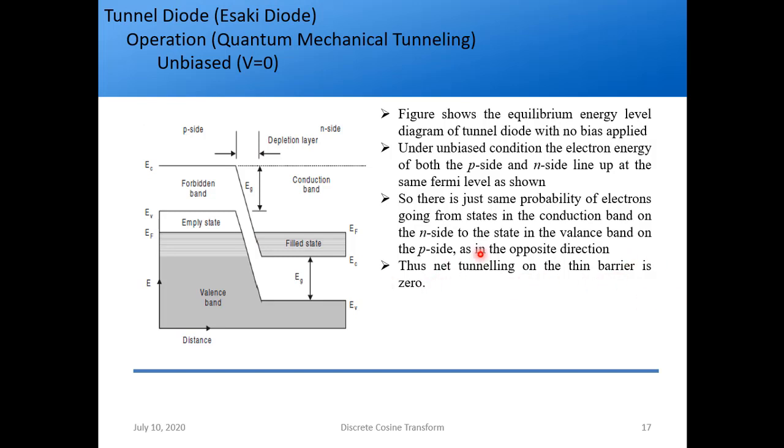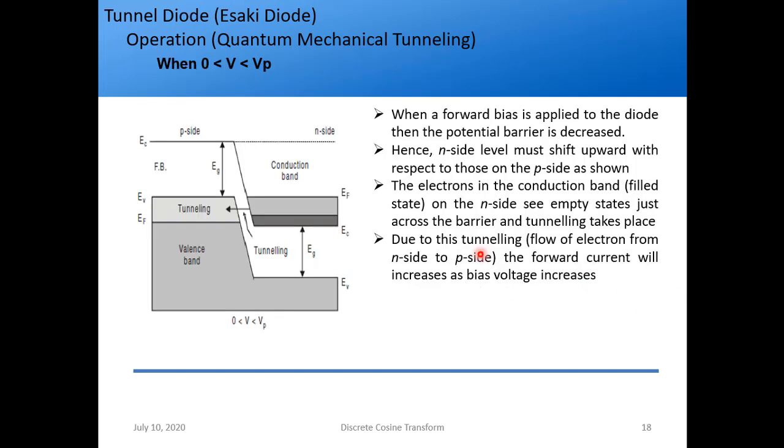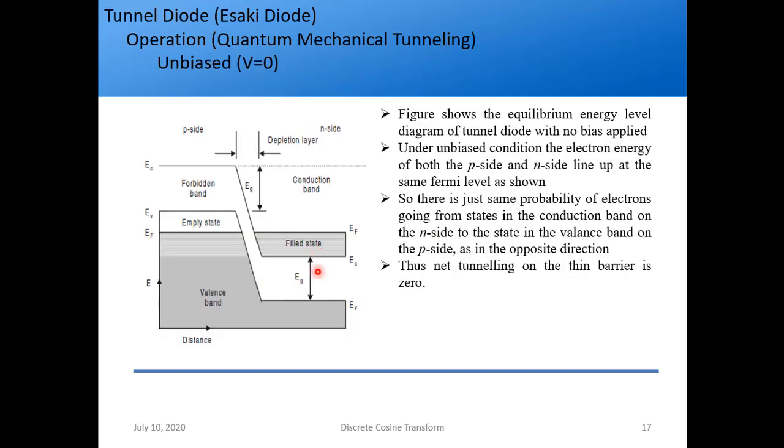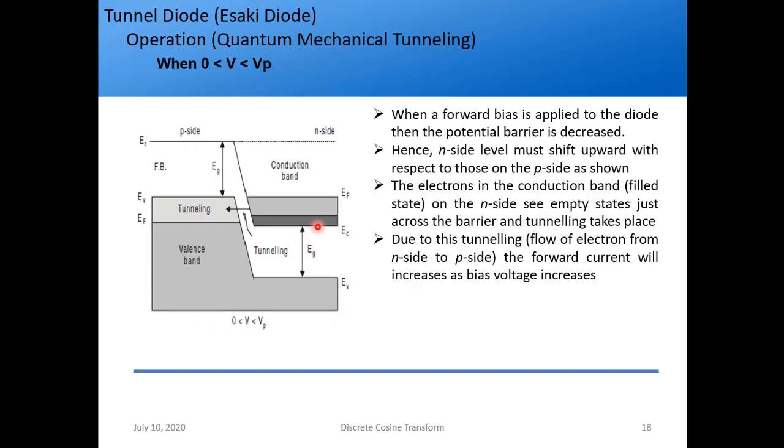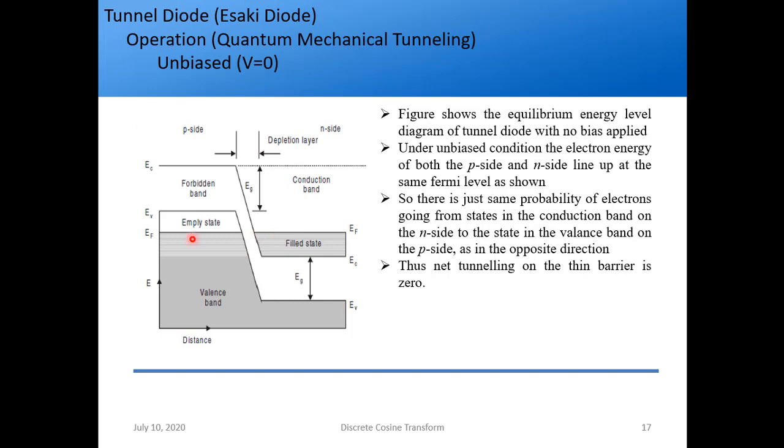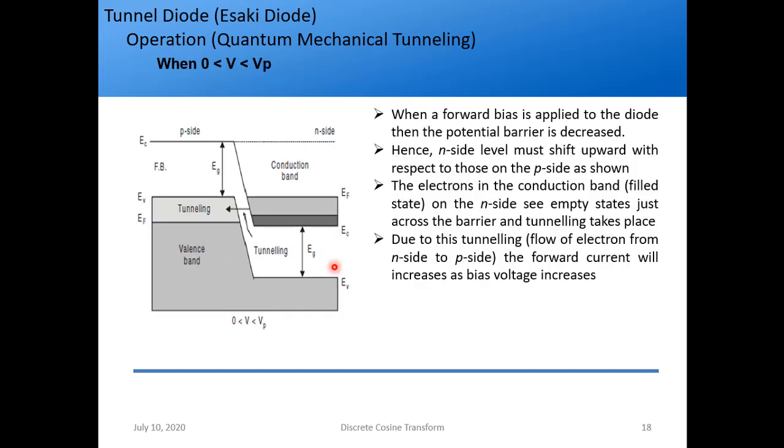But once you increase the voltage between 0 and Vp, the conduction band starts creeping into this filled state, shown with the dark gray color. So electrons have come here, and these electrons can tunnel into the valence band, because they see an empty state here. Because of this, tunneling can take place. So due to this tunneling, the forward current will increase as the bias voltage increases.